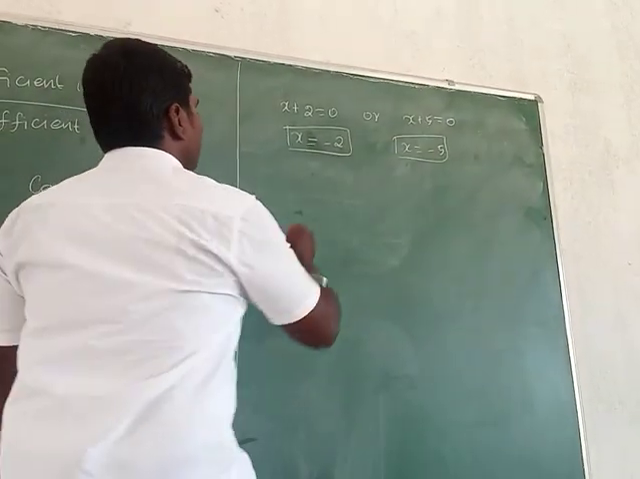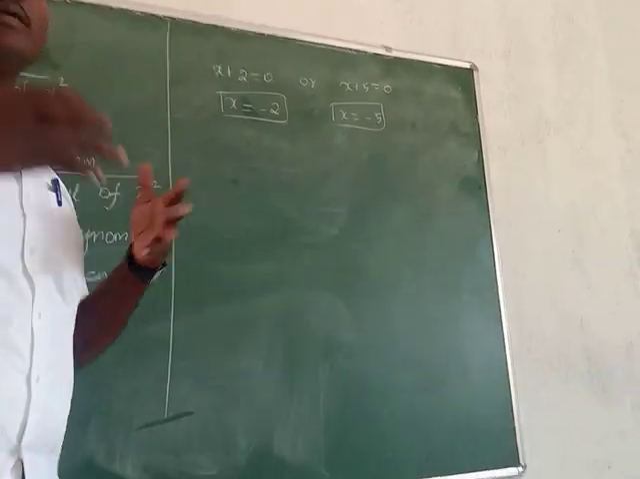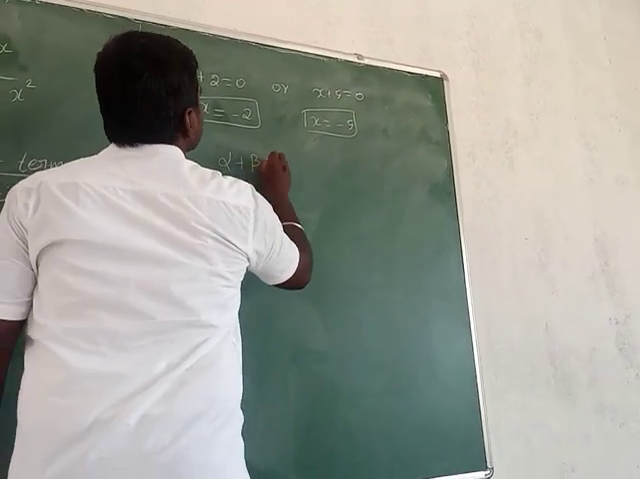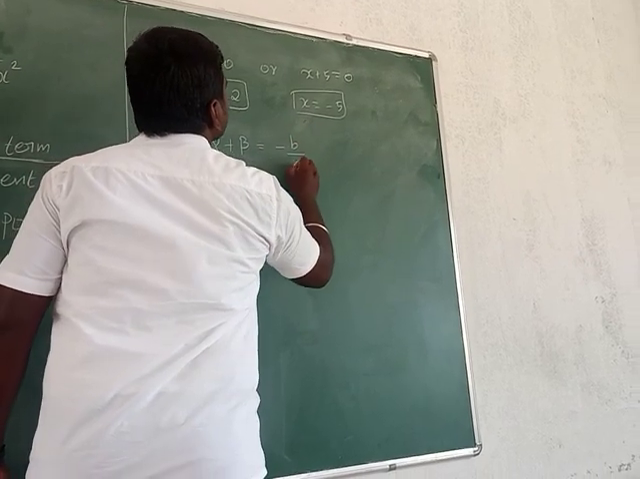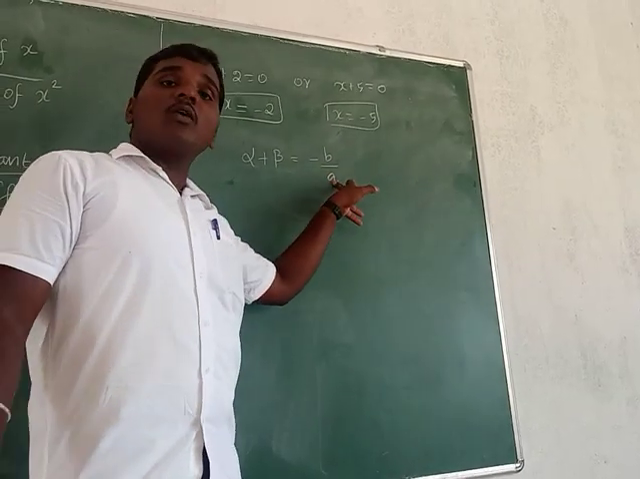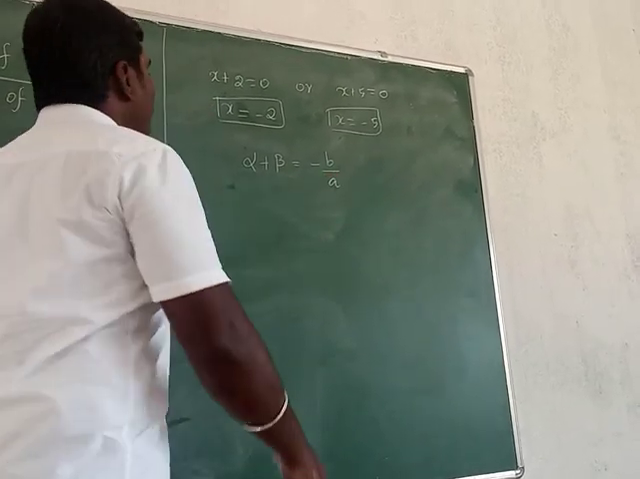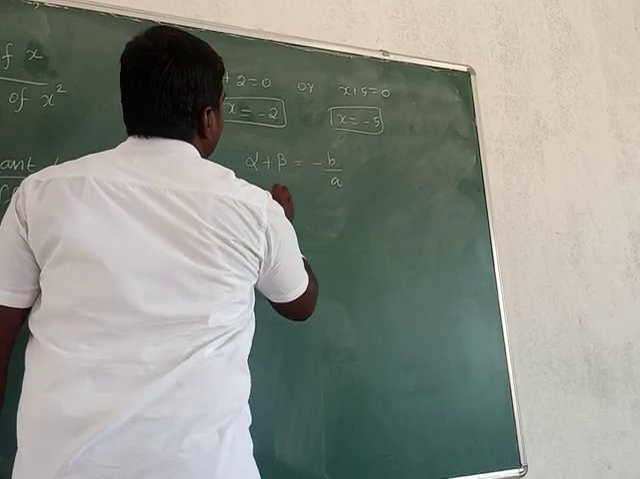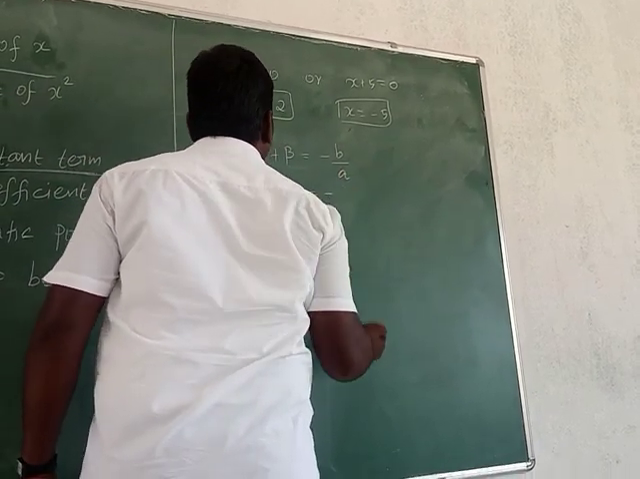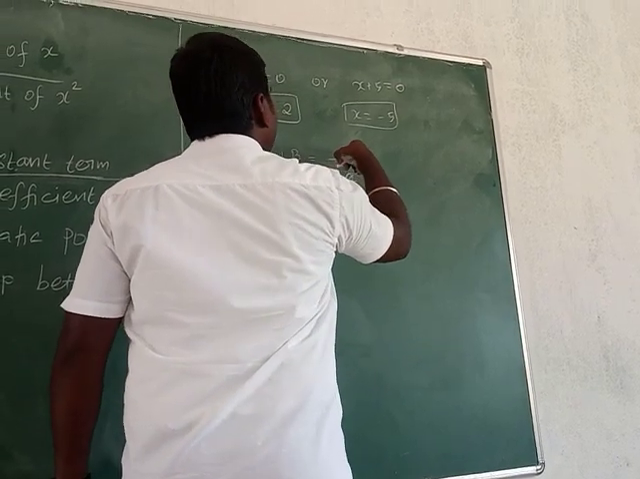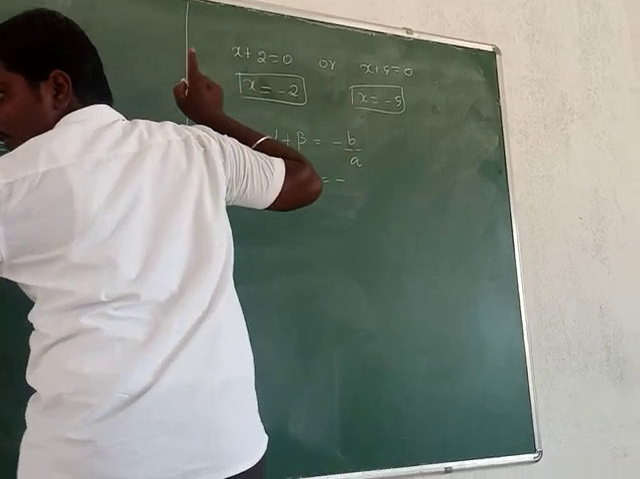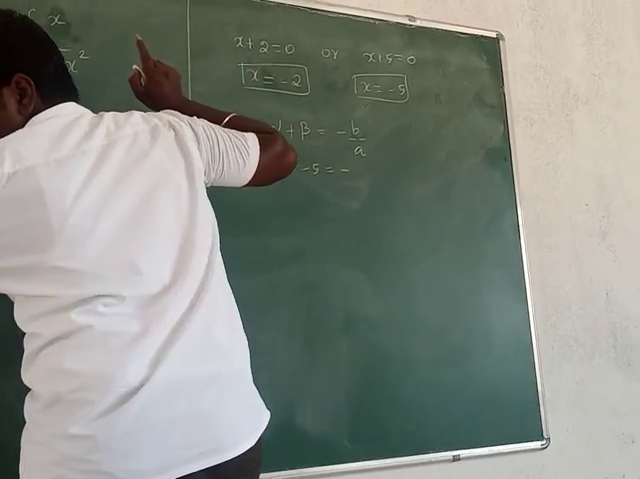Now you find the relationship between the coefficients and zeros. Sum of zeros, alpha plus beta, is equal to minus b by a. What is b? The coefficient of x. What is a? The coefficient of x square. Alpha is minus 2 plus beta minus 5, and this is equal to minus b by a. What is the coefficient of x? 7.